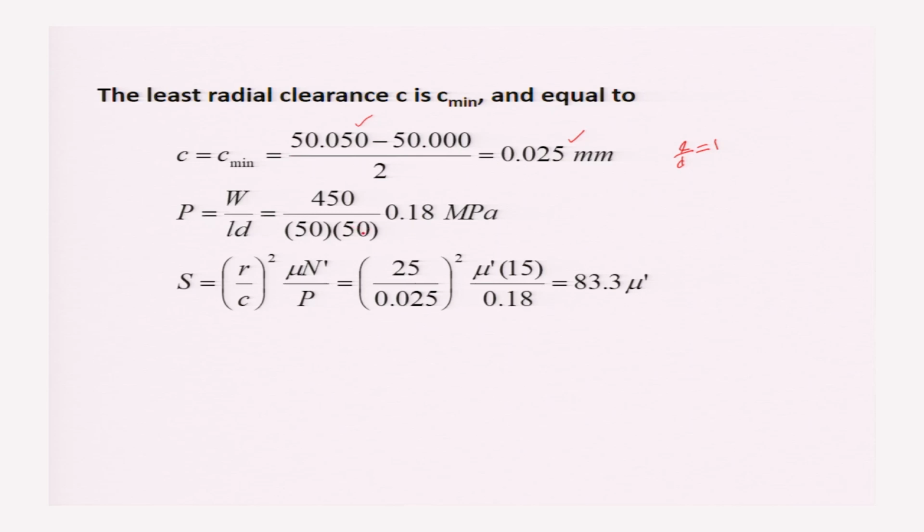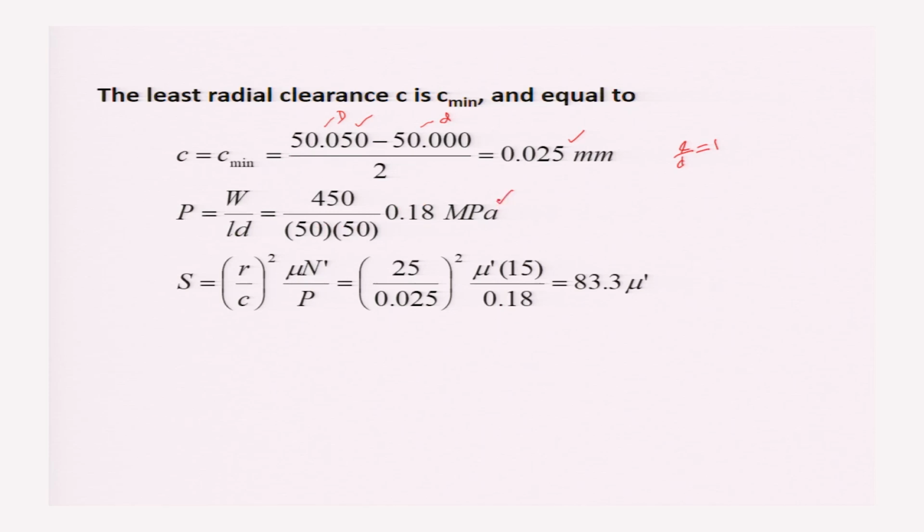So, 50 is the diameter of the shaft here, and this is the minimum diameter of the bush considering the tolerance, capital D. If small d is 50, then L will be 50, and L multiplied by D is 50 multiplied by 50. So, P is 0.18 megapascal, the unit bearing load.